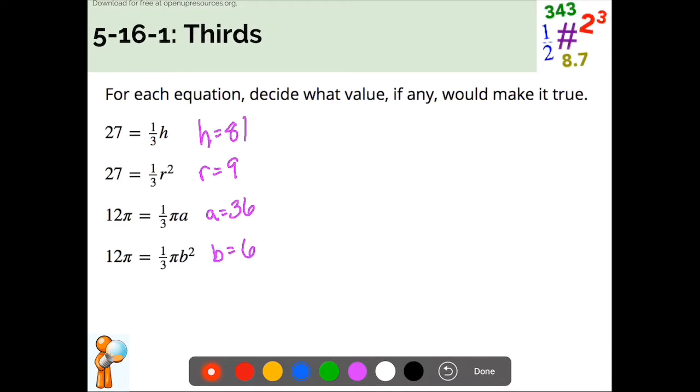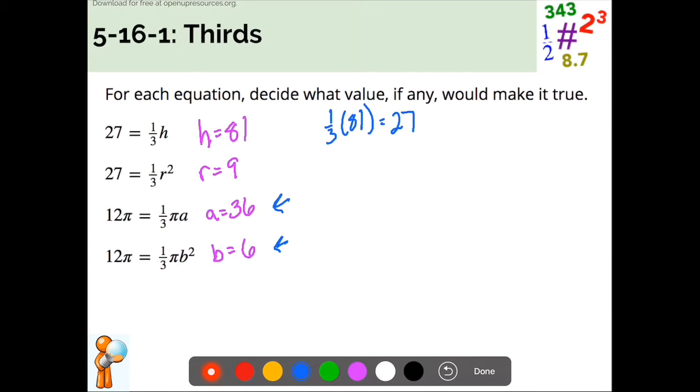Okay, so in this activity, for the first one, H is going to be 81, and that's because 1/3 times 81 would get you 27. So if H is 81, and the next one, R would have to be 9, because 9 squared would get you 81, times 1/3 would be 27. The third one here, A needs to be 36, because 36 times 1/3 would get you 12, and then you still have pi on both sides. And then on the last one, B is going to be 6, because 6 squared would be 36, times 1/3 would be 12.